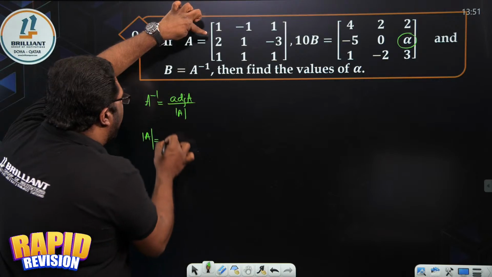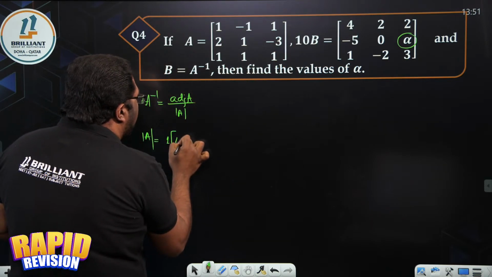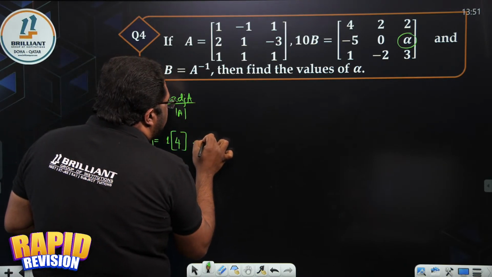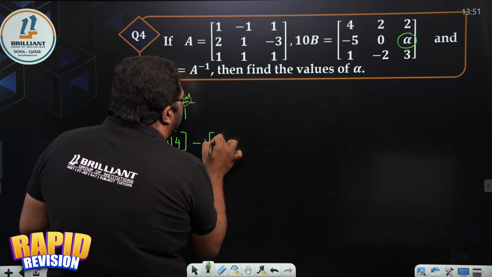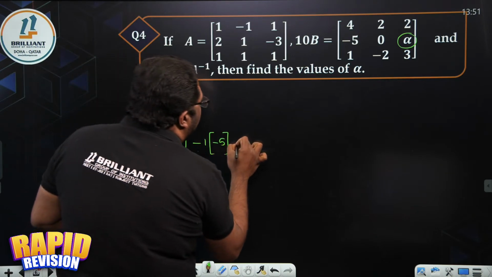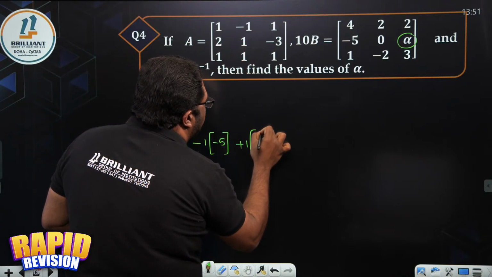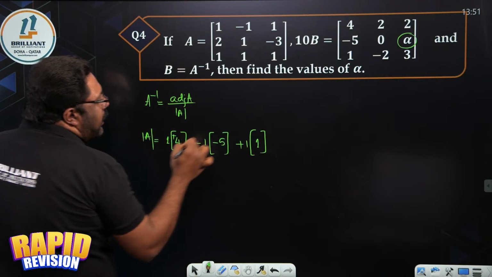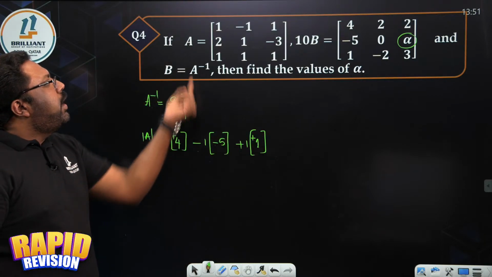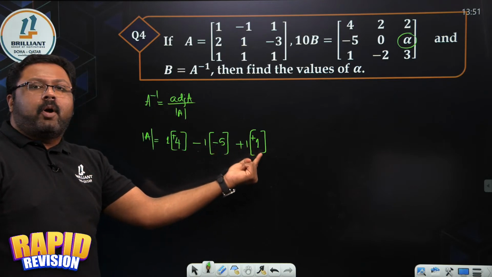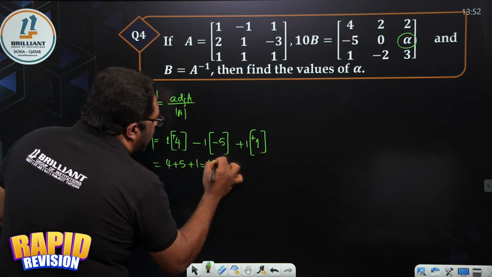Yes, the first element 1 is multiplied with its cofactor 1 plus 3, 4. The second element minus 1 is multiplied with its cofactor 2 plus 3, it's minus 5, the cofactor. And the third element is 1, which is again multiplied with its cofactor 2 minus 1, it's plus 1. The first one has cofactor positive 4, the second one cofactor minus 5, the third one cofactor plus 1. Every element in the first row is multiplied with its corresponding cofactors. That's equal to 4 plus 5 plus 1 equal to 10.